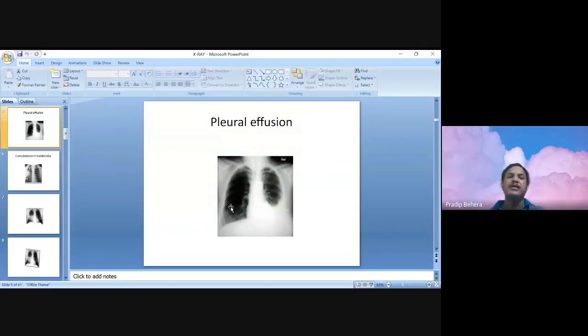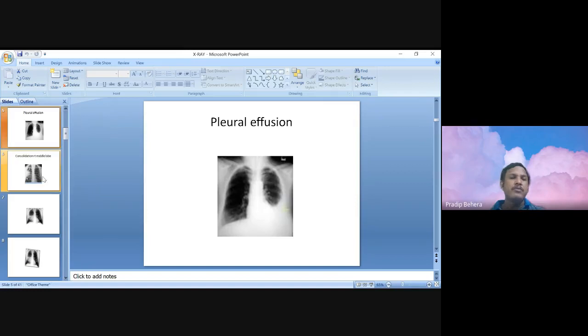Sometimes you may find that it is loculated. I hope you can understand that there is a loculated fluid that is not communicating freely with the pleural space. That is why it does not trickle down to the most dependent part of the pleural space, the costophrenic space. So this is called an encysted pleural effusion.